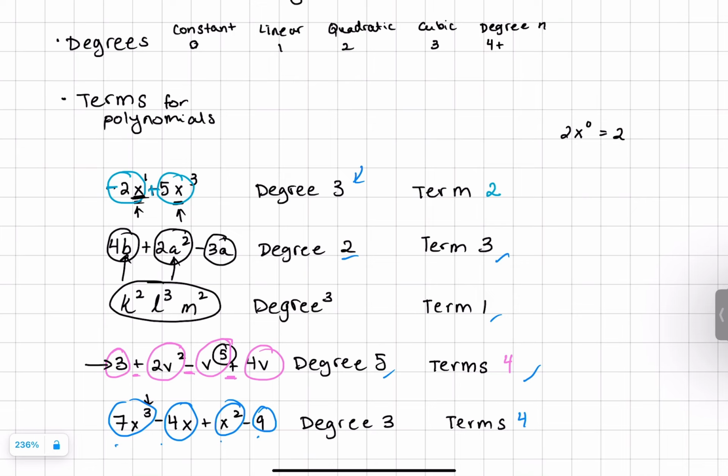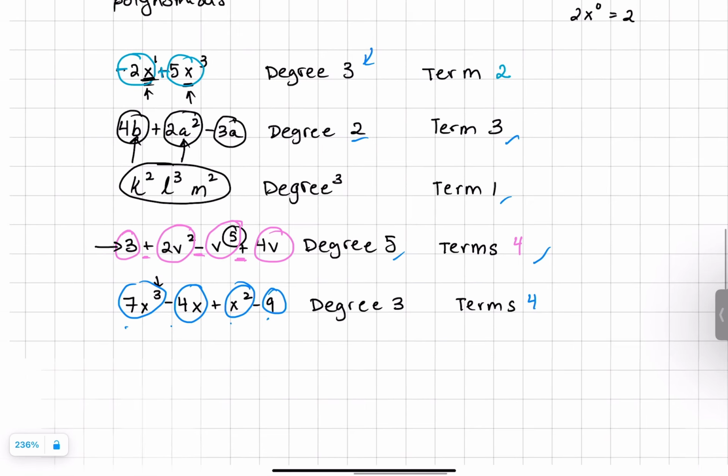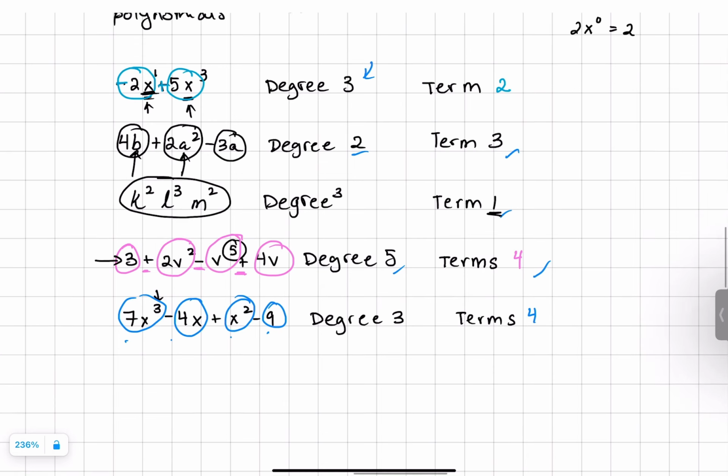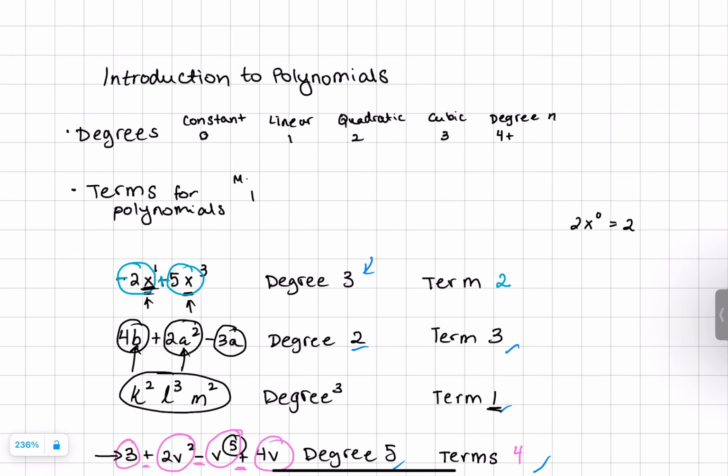Okay, terms. So if you have one term, such as here, that would be monomial. Mono means singular, so monomial. If we have two terms, that would be binomial. If we had 3 terms, it would be trinomial. And if we have more than 3 terms, it would be polynomial.